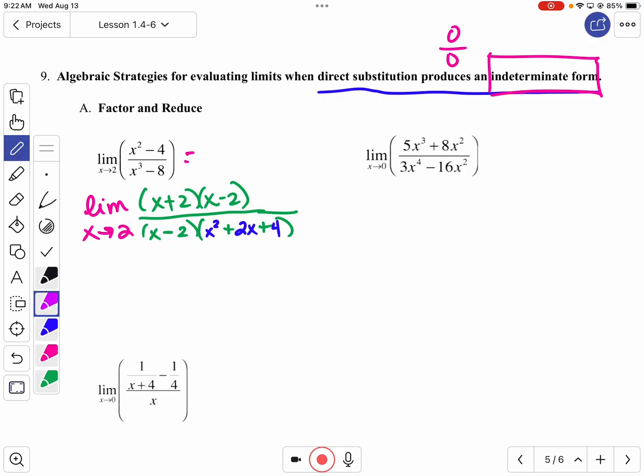Why is that important? Well, is there something that will reduce from numerator to denominator? Yep, my x minus 2's. Once I do that, I can now substitute. So when we substitute, we're going to drop the limit. That gives me 2 plus 2 over 2 squared plus 2 times 2 plus 4, which is 4 over 12 or 1/3.